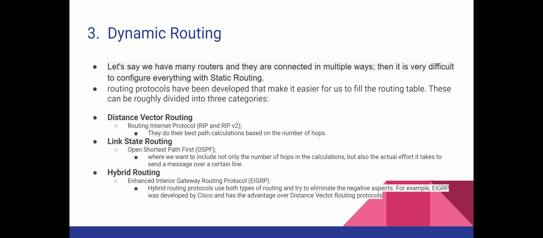For link state routing, they also take into account how much work it is for the router to move over the data. Not only do they do a hop calculation, but they also make sure that it takes as little effort as possible to send the message over the line. Hybrid routing, that's EIGRP, is basically to eliminate the negative aspects. For example, EIGRP was developed by Cisco and has advanced over the distance vector routing protocol. So in terms of CPU power, it's less CPU intensive.